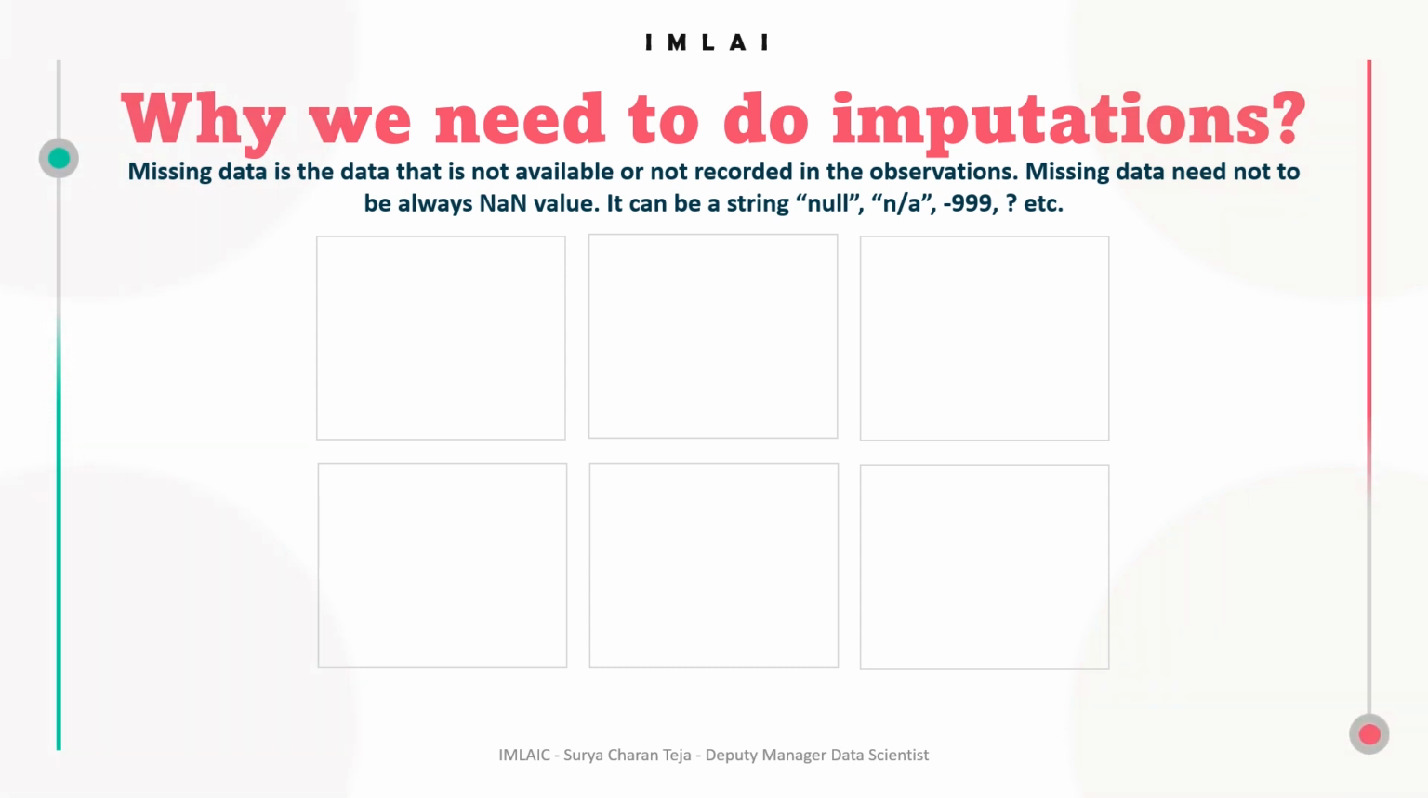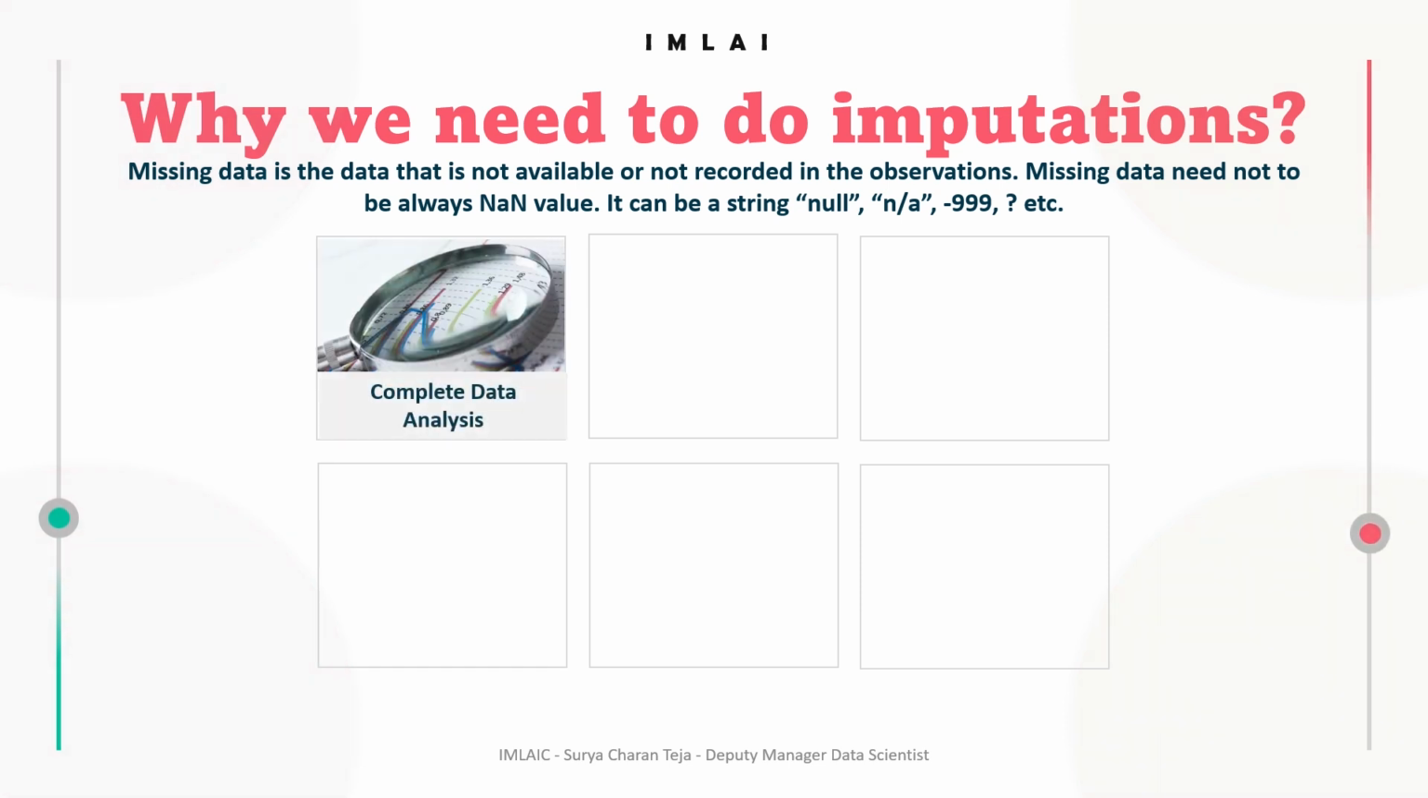Now the question arises why we need to do data imputation. Imputing missing values is important because of the following reasons. The first one is to complete data analysis. Many statistical and machine learning techniques require complete data to provide accurate and reliable results. If data with missing values is used in analysis or modeling without imputation, it may result in biased or incomplete results. Imputing missing values allows for a more complete analysis of the data.